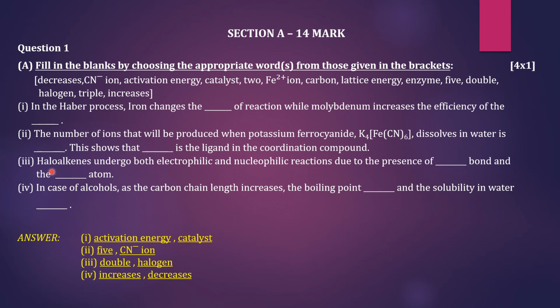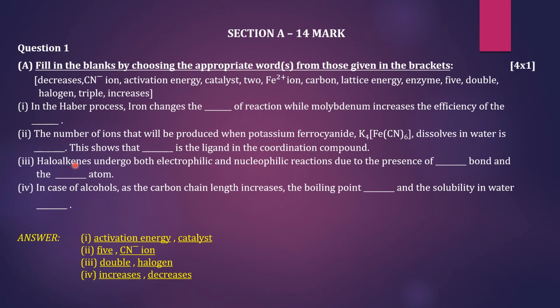Now question number 3, I always suggest you to read the question properly. Most of the students, as we see, will read this one as haloalkane instead of haloalkene and will get confused, because haloalkenes are not common in your syllabus. So haloalkene, that means there will be halogen as well as alkene double bond.